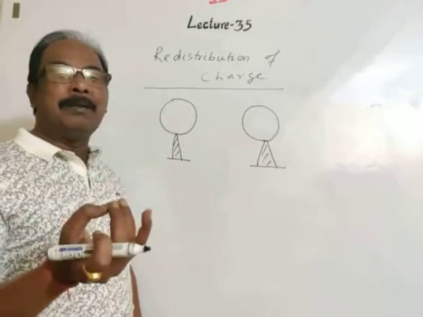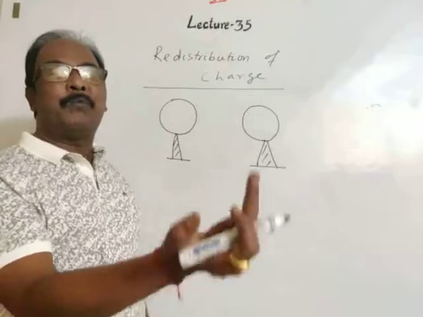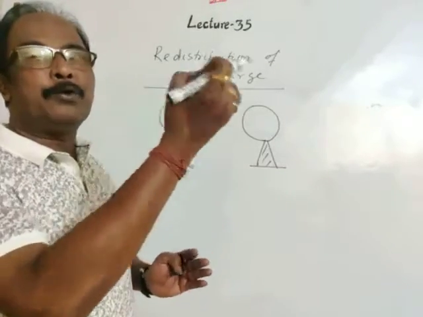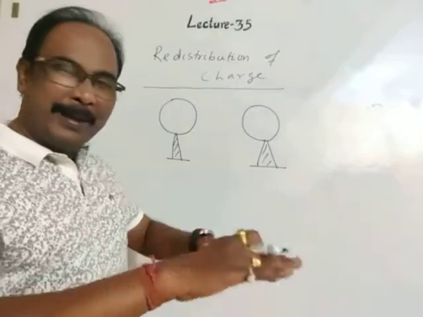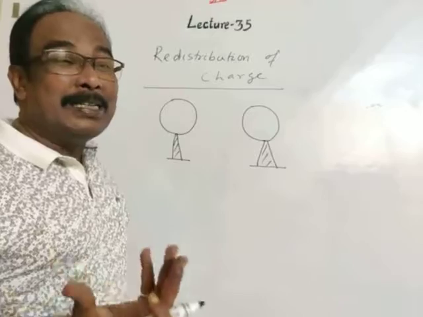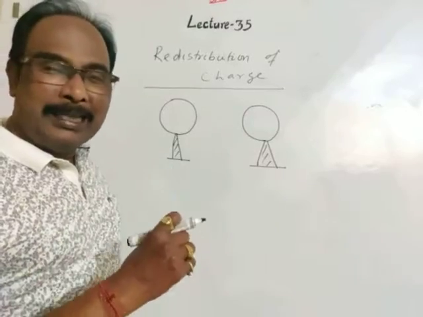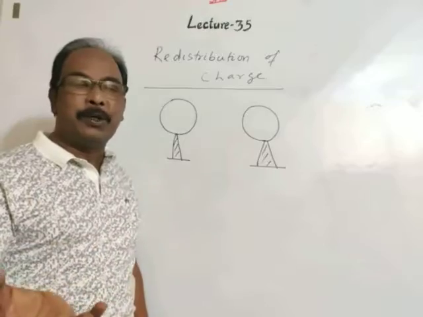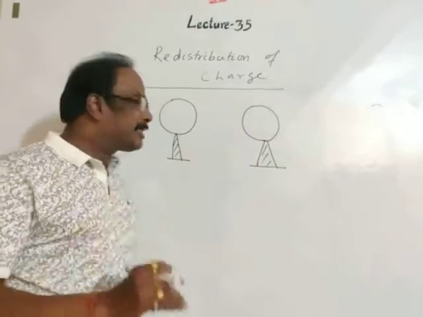If the body is positively charged, then electrons flow from earth to the body. If the body is negatively charged, then electrons flow from the body to the earth to make it neutral. Earth is always considered to be at zero potential. Any body in contact with earth also attains zero potential, as we have discussed.